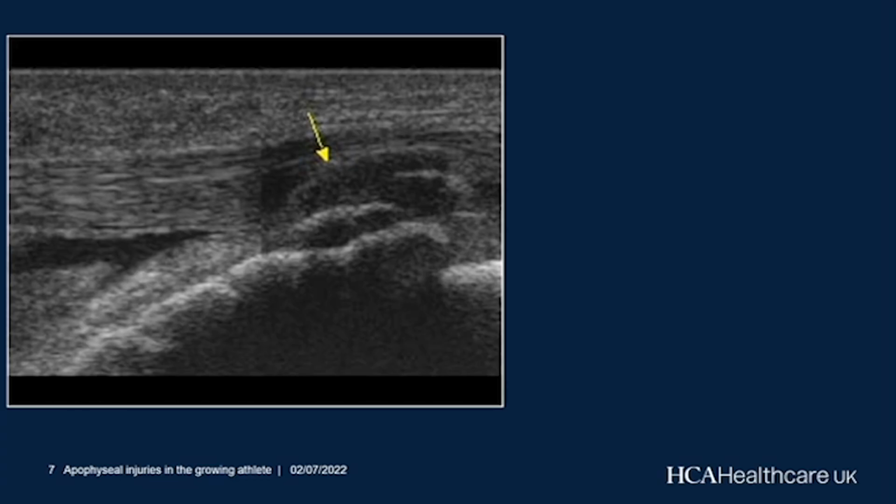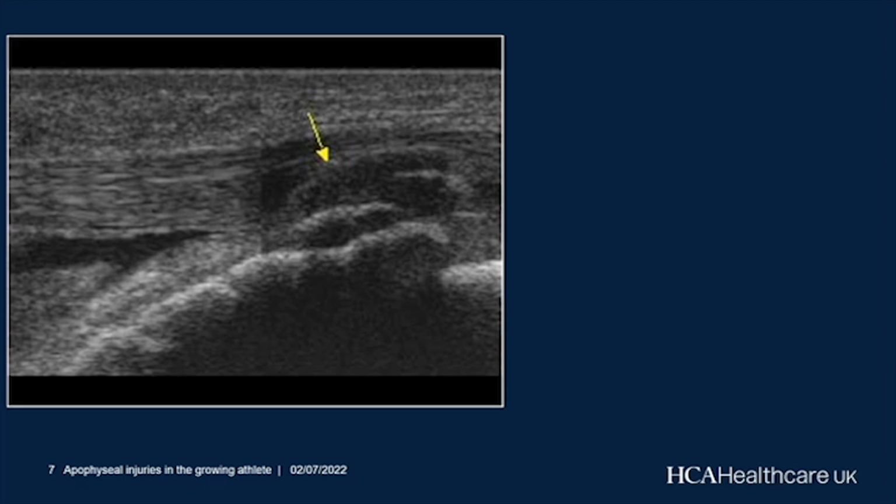How do we diagnose apophyseal injuries? I think most imaging modalities actually have a key role here. Most clinicians or sports doctors now use ultrasound in clinic. So what we can do is clinically assess and do an ultrasound scan at the same time. And what you can see here is cortical fragmentation of the apophysis. So essentially lots of bits of bone becoming pulled away from the bony insertion.